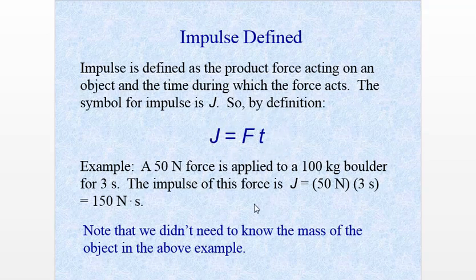For example, if we have a 50 Newton force applied to a 100 kg boulder for 3 seconds, the impulse can be calculated like this. J is equal to 50 Newtons times 3 seconds, and the result is 150 Newton seconds.